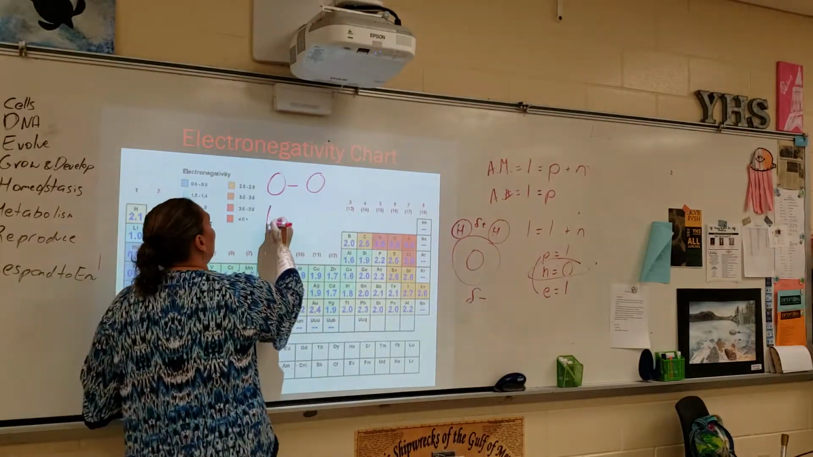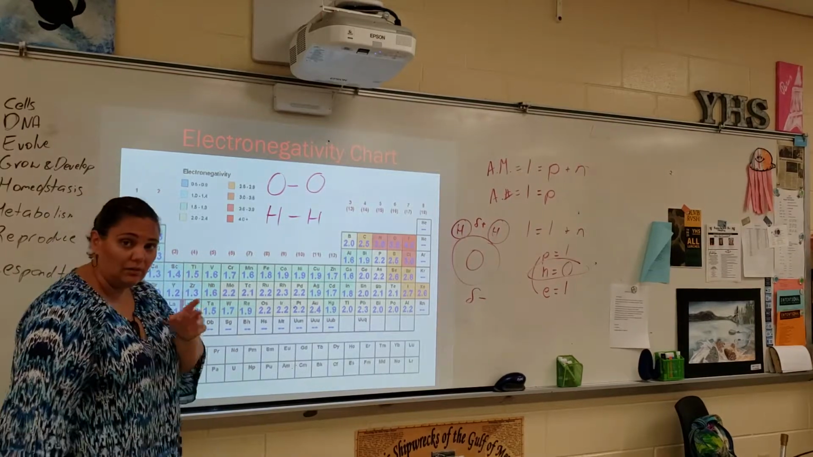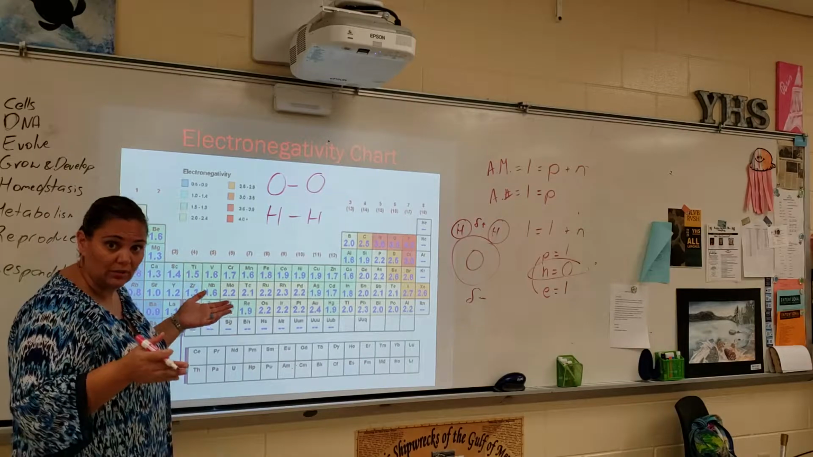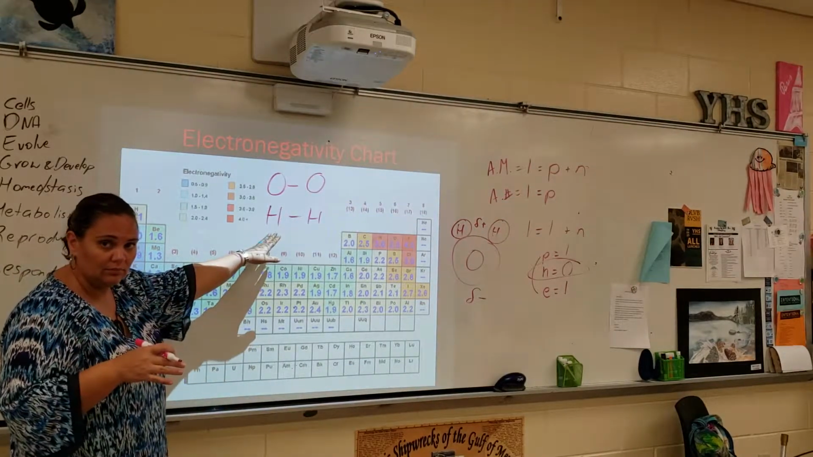Hydrogen, H2, hydrogen gas, same thing. Covalent, the electrons are shared. 2.1 and 2.1, they're shared equally, so that is a non-polar covalent bond.